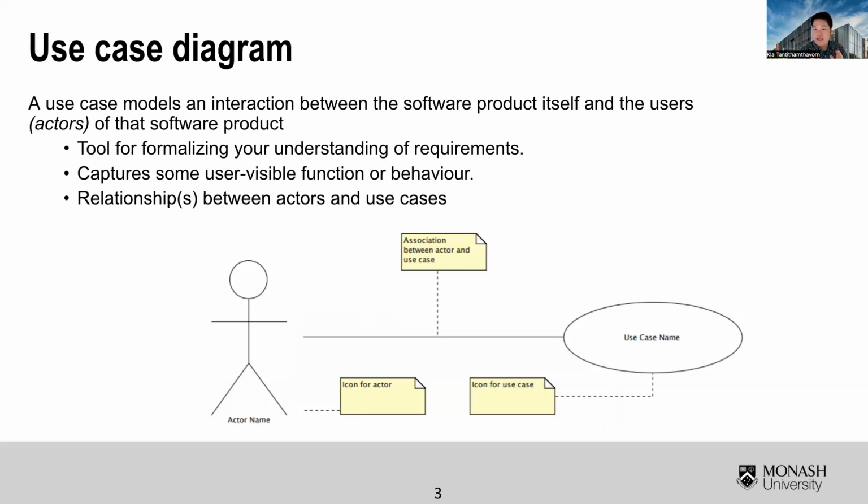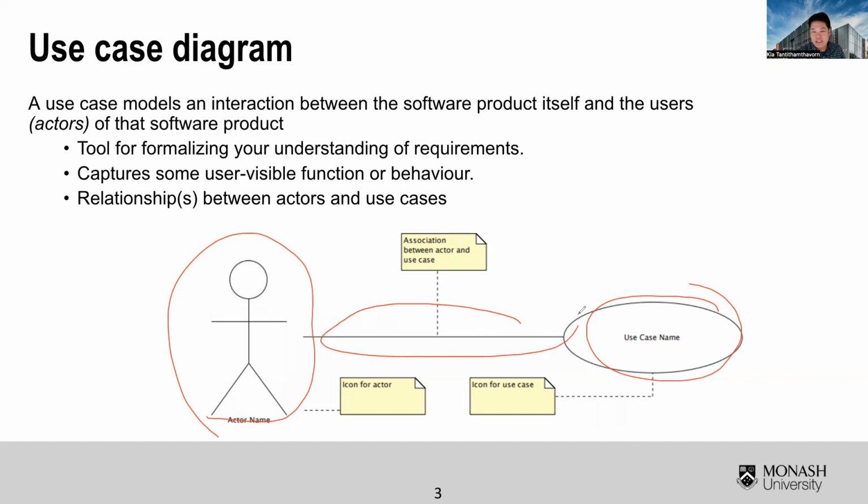So when we draw the use case diagram, there are a few components here that are very important. Let me try to get the annotate here. The first one, of course, the actor. The actor is needed, and then we need the use case name, and then we need the association. Yeah, those are the three key components of the use case diagram.